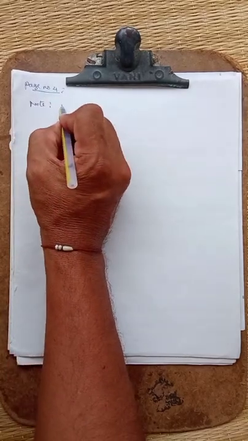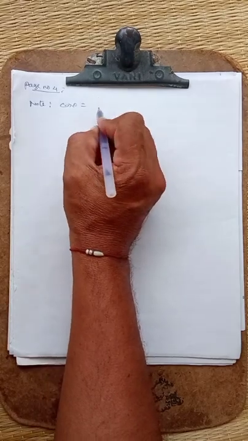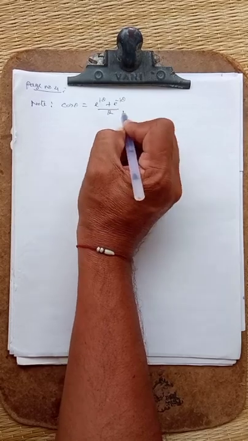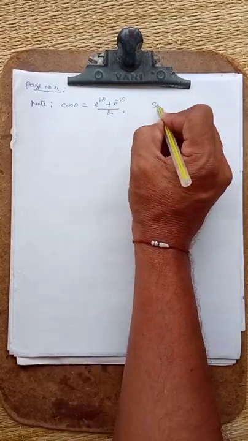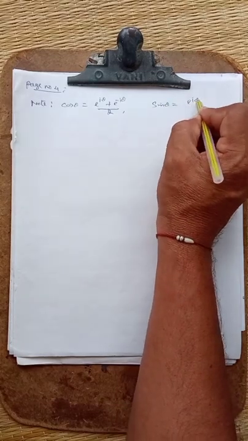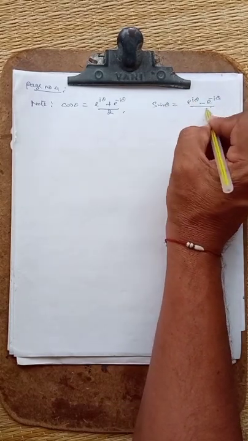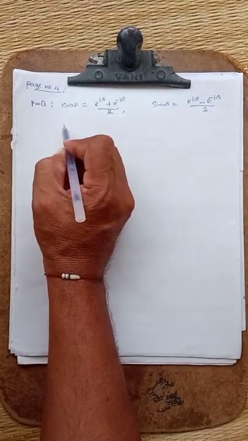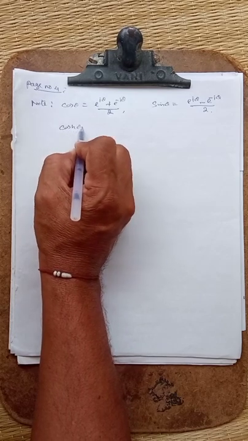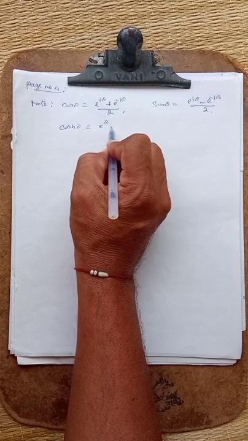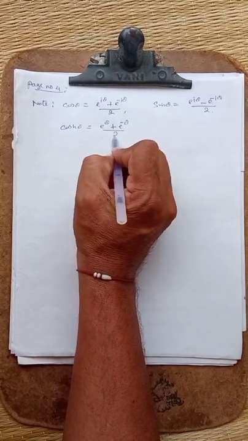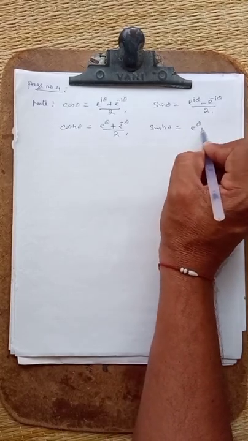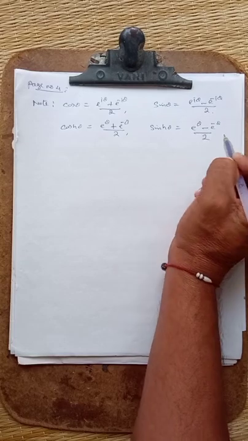We know that cos theta means e to the power of i theta plus e to the power of minus i theta, by 2, and sin theta means e to the power of i theta minus e to the power of minus i theta, by 2. Cos hyperbolic theta means e to the power of theta plus e to the power of minus theta, by 2. Sin hyperbolic theta means e to the power of theta minus e to the power of minus theta, by 2.